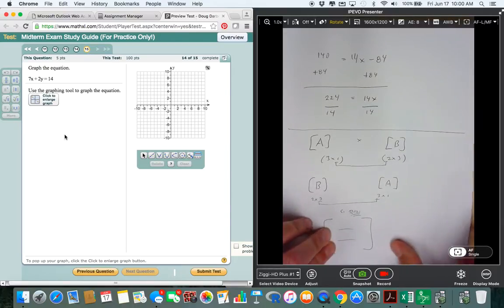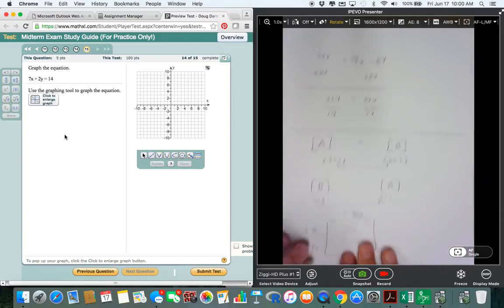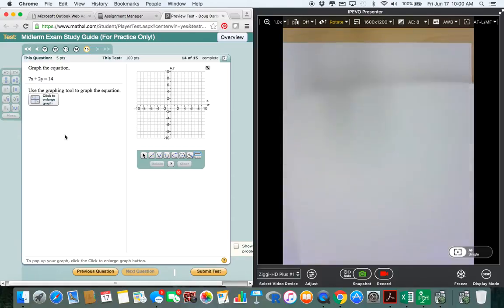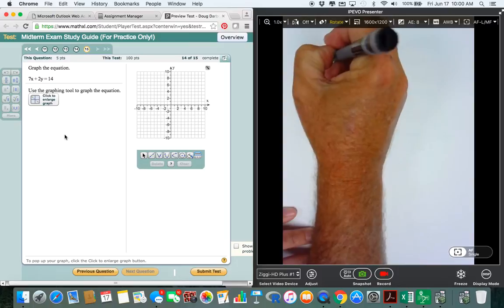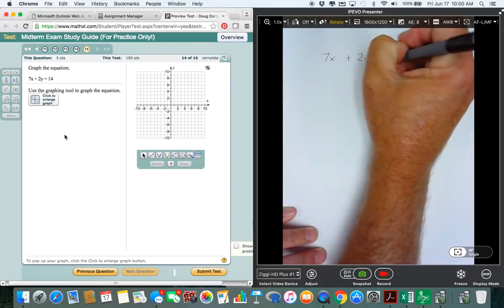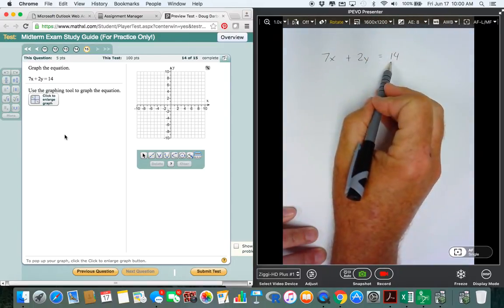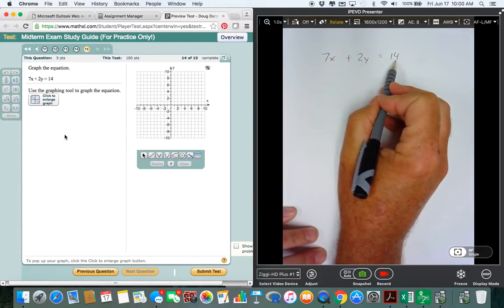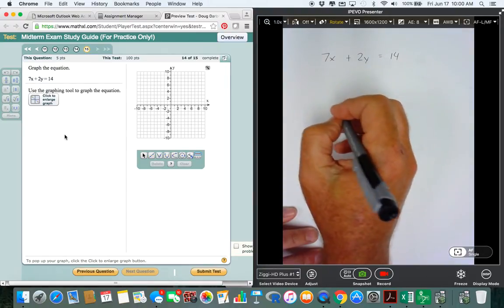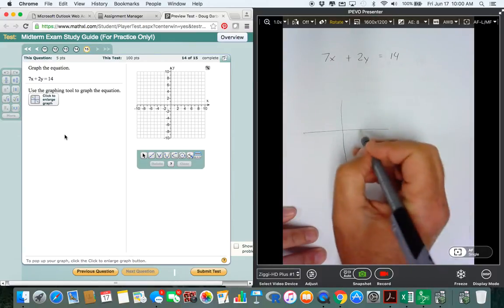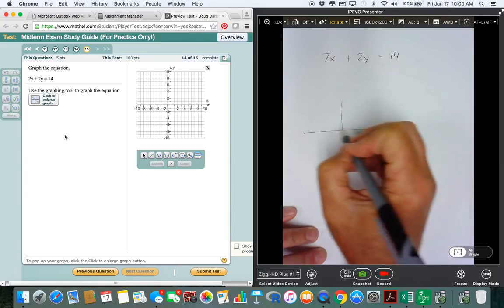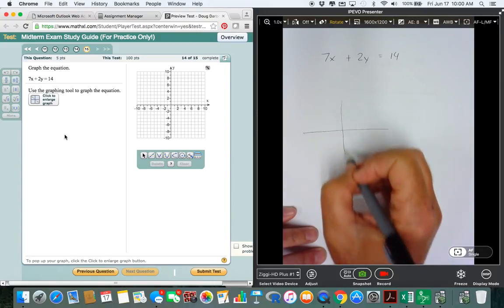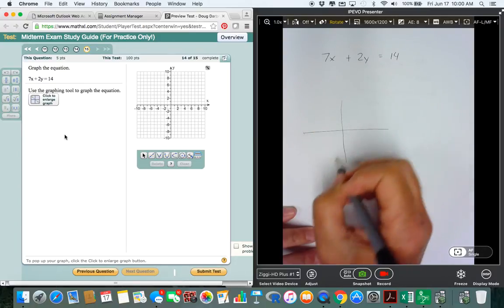What I got there is something I would work this way. I would use x-intercepts and y-intercepts. Anytime both of these first numbers divide into that number, I'm going to use x and y-intercepts. The x-intercepts are where the line crosses the x-axis. Does it cross there? The y-intercept is where it crosses the y-axis. Does it cross here? Does it cross there?